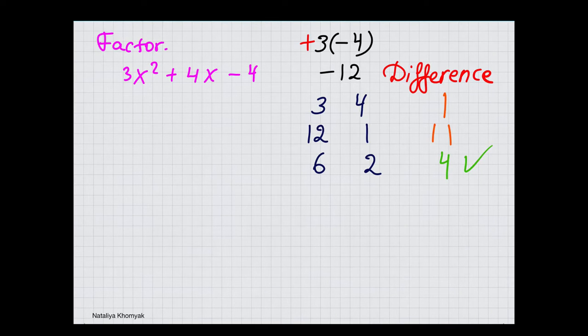Now we just need to figure out which one needs to be positive, which one needs to be negative. Now we have positive 4x, so we need more positives and fewer negatives. Now we can rewrite this 4x as positive 6x minus 2x. You want to keep everything else as is. Now we factor by grouping. So we can divide these two by 3x.